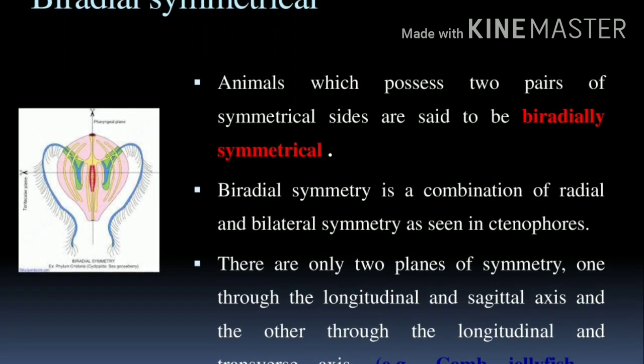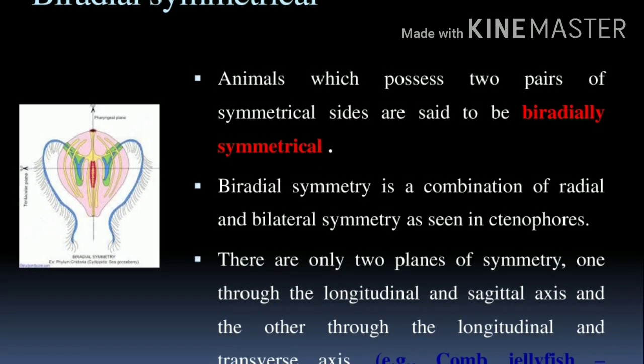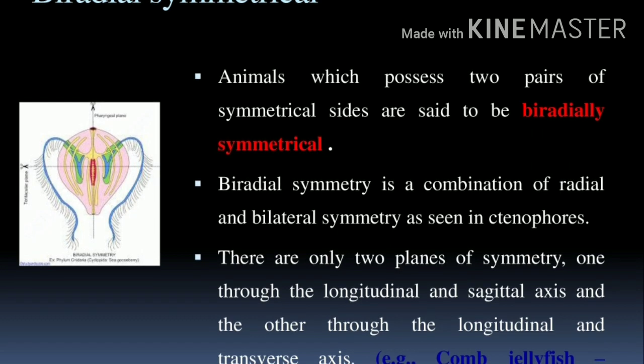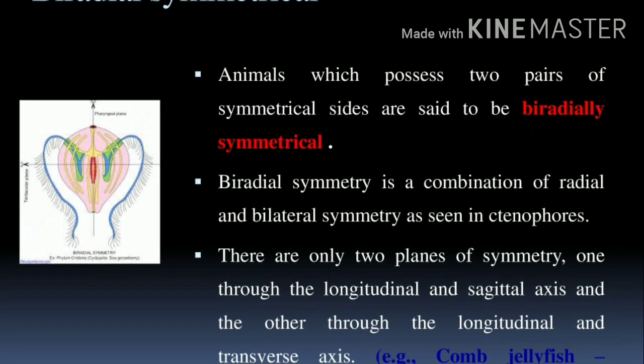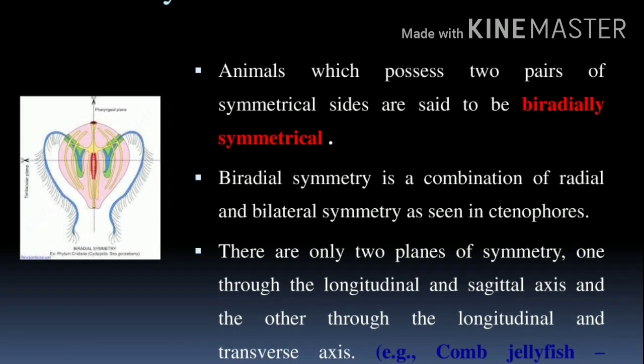Can you understand, ma? So the animals have two pairs of symmetrical sides. What are the two pairs of symmetrical sides? One is the transverse section, another one is the longitudinal axis. That is called biradial symmetry.